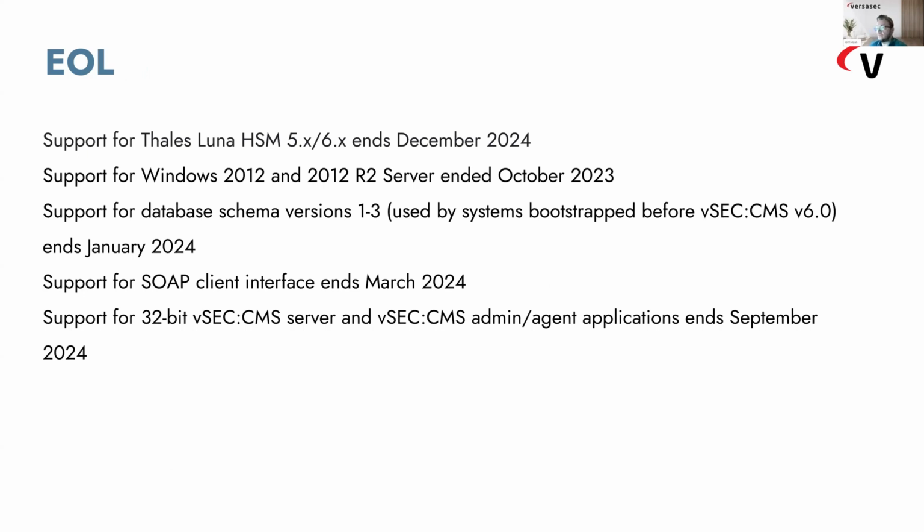All right, finally, we come to the end of life announcements. Here on the Thales Luna HSMs, the 5.x and 6.x versions end in December 2024. For Windows, of course, as you might already be aware, support has ended for Server 2012 and 2012 R2 as of October.